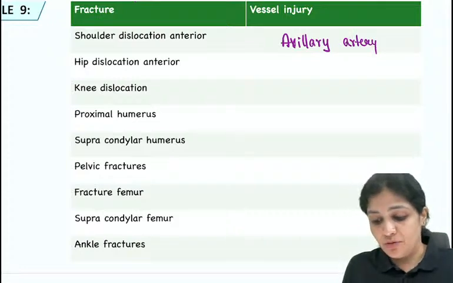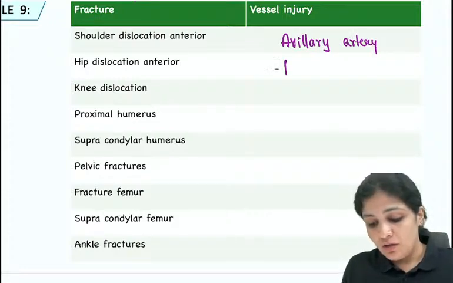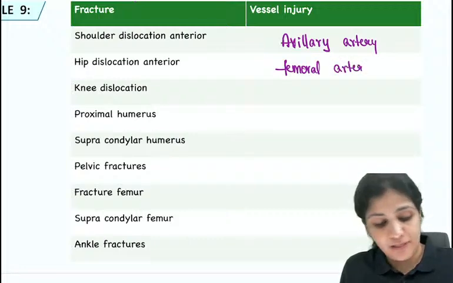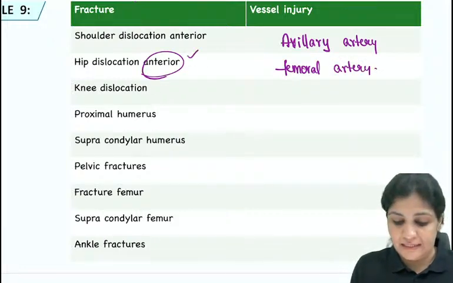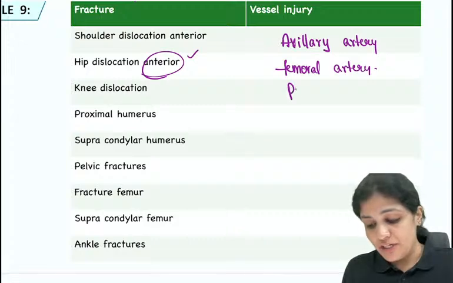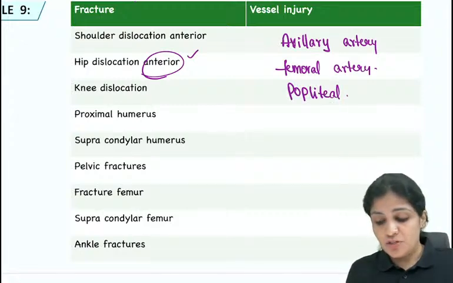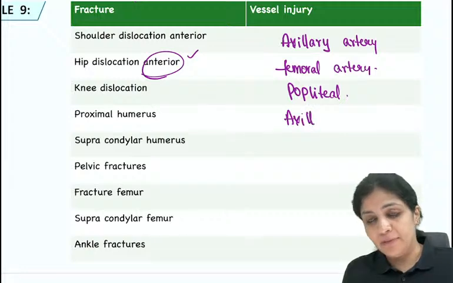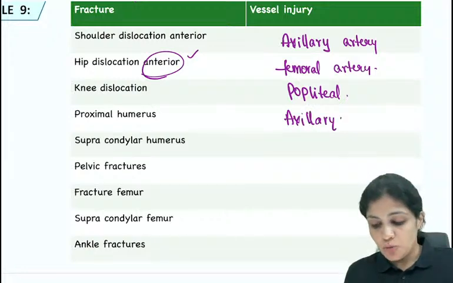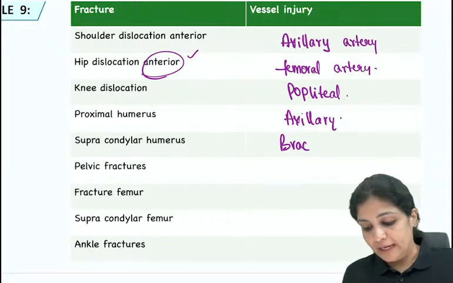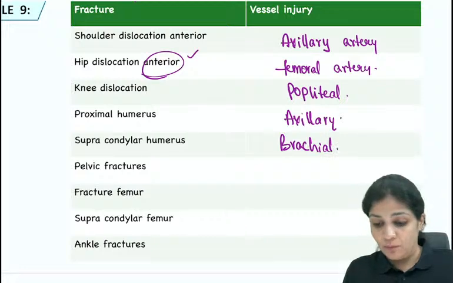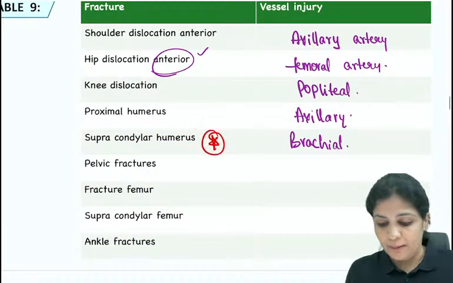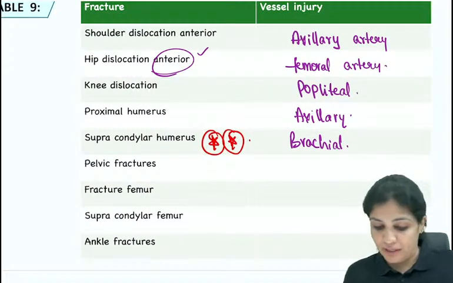And then hip dislocation is your femoral artery. And I have specifically mentioned it as the anterior, right? Anterior. And what is knee dislocation? Popliteal. Very, very easy, right? And proximal humerus, again, there is damage to your axillary artery. Supracondylar, brachial artery, right? Supracondylar, very, very, very important in this whole table. If you remember this, I am very, very happy.